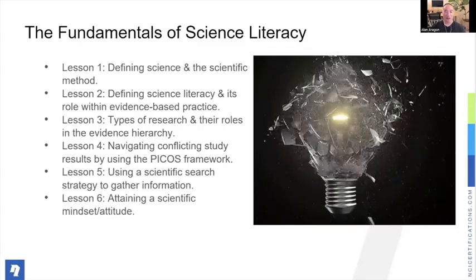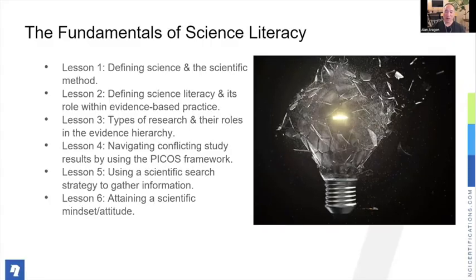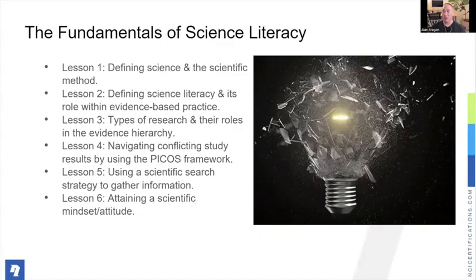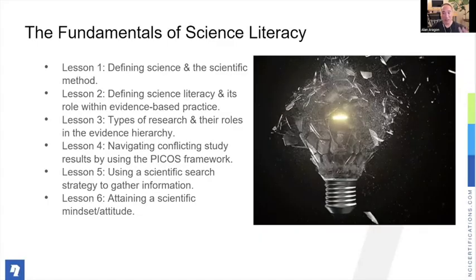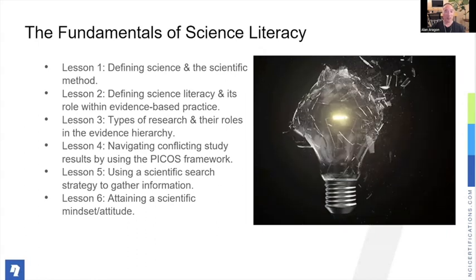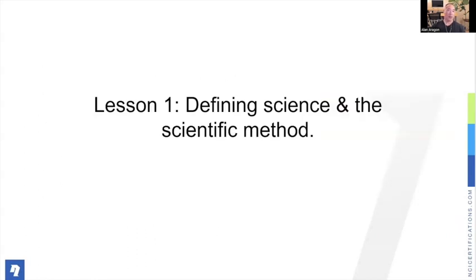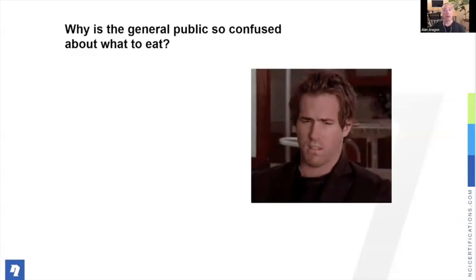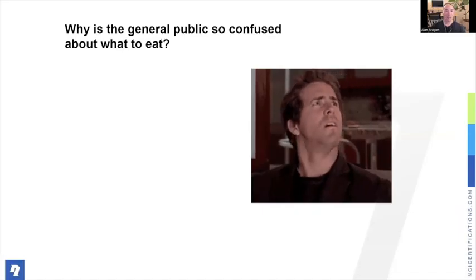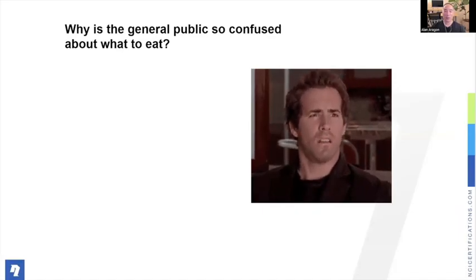And then finally, we'll discuss how to attain a scientific mindset or a scientific attitude or scientific ethos. And with that, let's start the first lesson. Defining science and the scientific method. Let's come out swinging with the big question. Why is the general public so confused about what to eat?